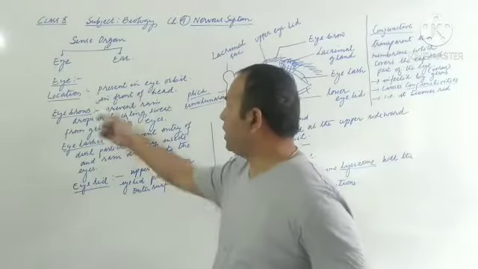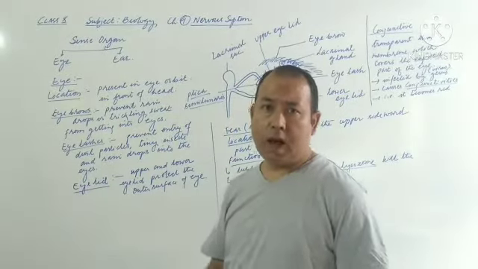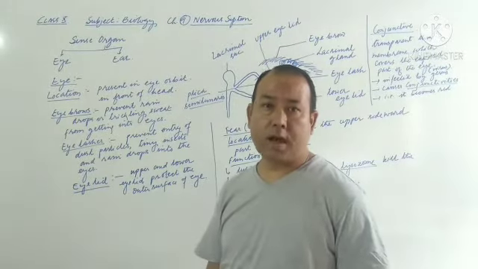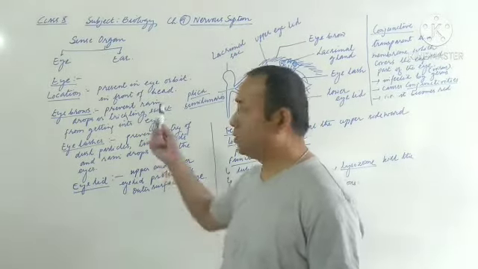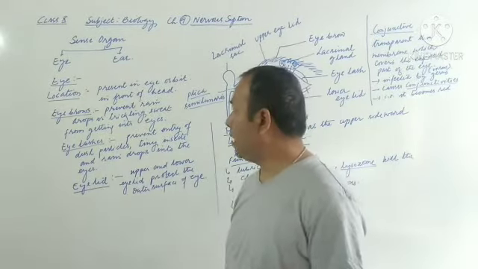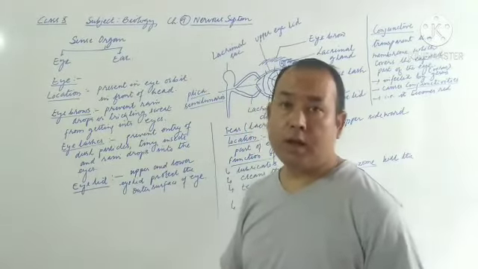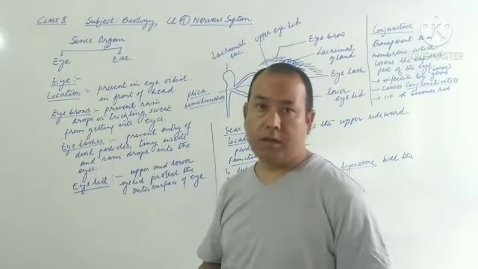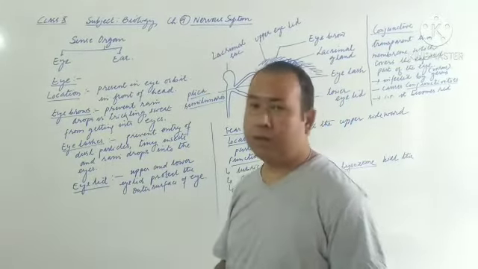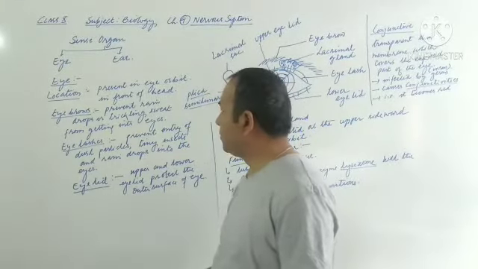They are mainly present in the eye socket, which we often call the eye orbit. So if you are asked where the eye is located, then the answer should be it is located in the eye orbit. Deep inside the eye socket it is present, which is usually called the eye orbit.